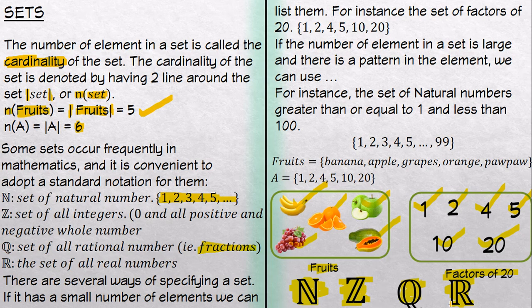Okay. So there are ways by which we write down sets. Usually, if the number of elements in the set is not that huge, the cardinality of the set is not that huge, we can just list down the elements in there with commas separating them. Just like this.